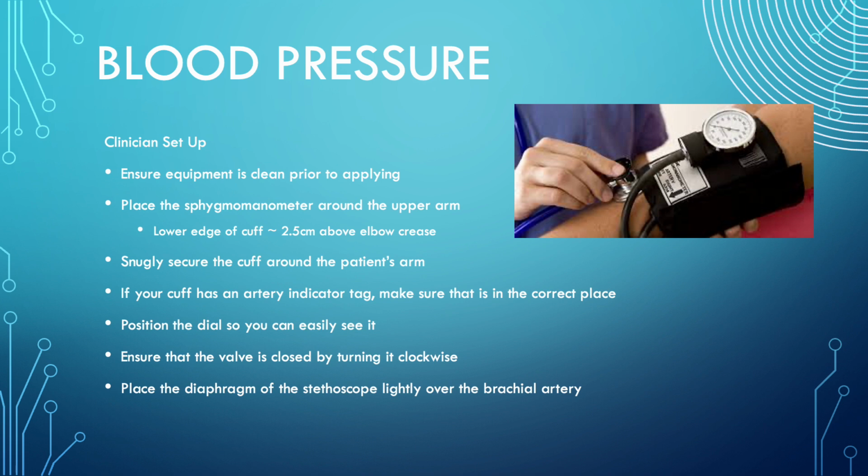And then when we fasten this cuff, it needs to be snug, but it should still be comfortable on the patient. You need to position the dial so that you, as the assessor, can easily see it. And then you need to ensure that the valve near the pump is closed, and you ensure this by turning it clockwise. And then you want to take your stethoscope, put it in your ears, and place it lightly over the brachial artery. So it should go under a little bit of the sleeve.